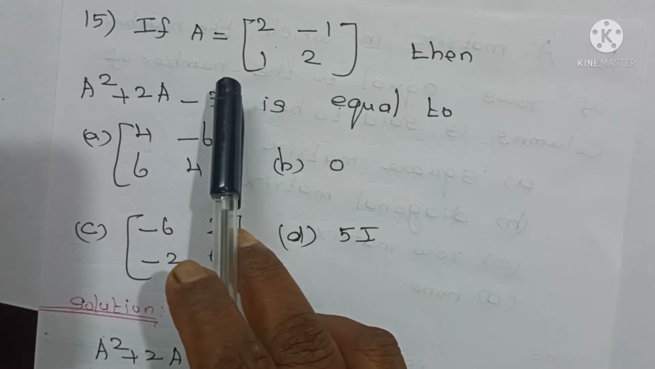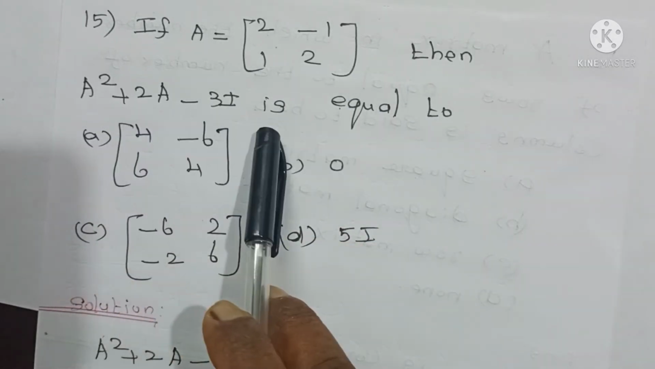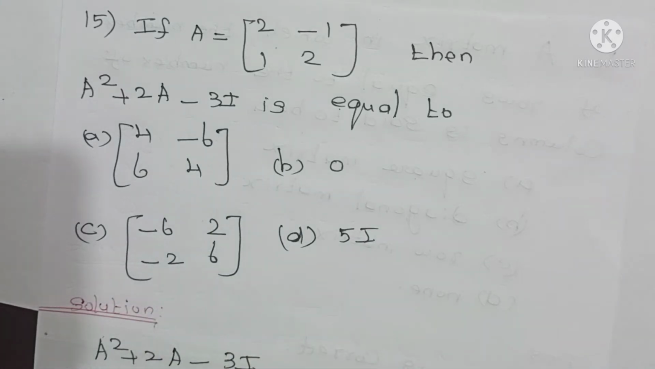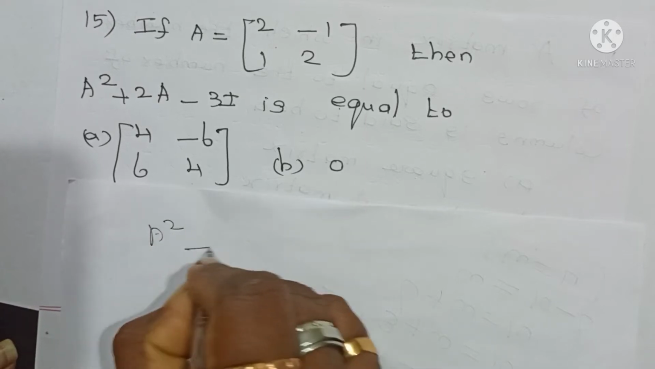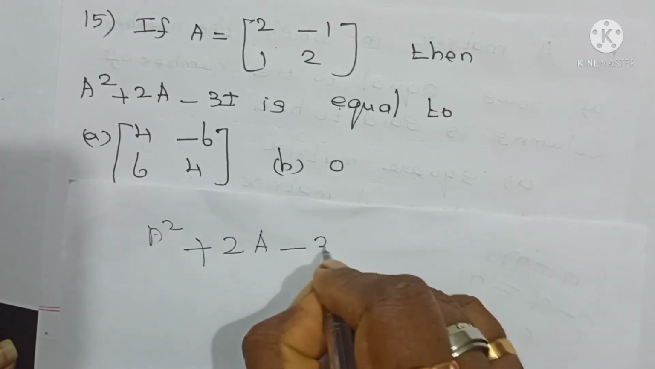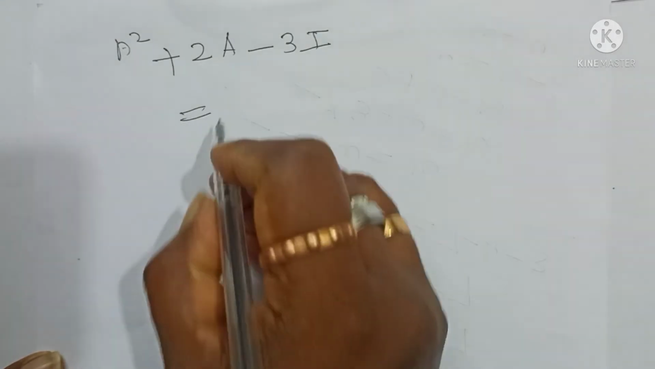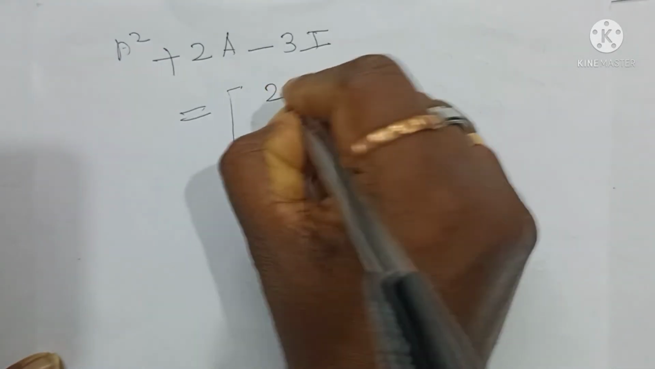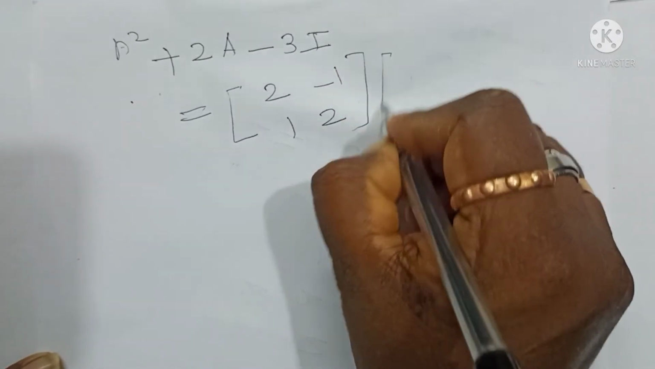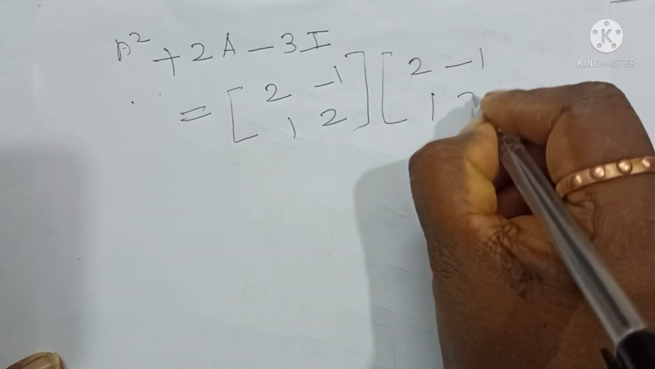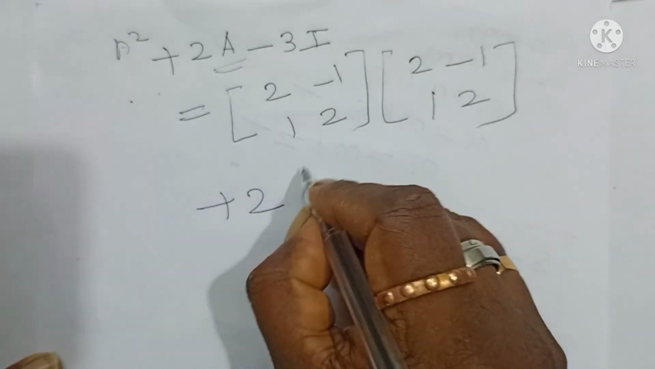Next move on to 15th question. If A is equal to [2, minus 1; 1, 2], then you have to find this one. 4 options they have given. So you have to find A square plus 2A minus 3I. Now you have to substitute the values of A here. Here what is the value of A? [2, minus 1; 1, 2]. Here A square, correct? So you have to write [2, minus 1; 1, 2] times [2, minus 1; 1, 2], plus 2 into, you have to substitute the value of A here.